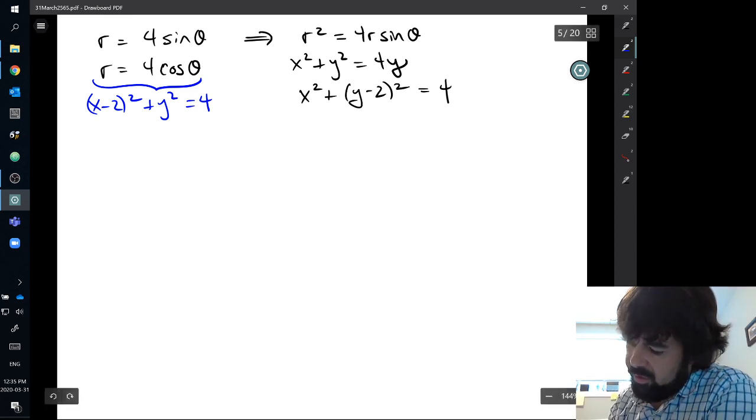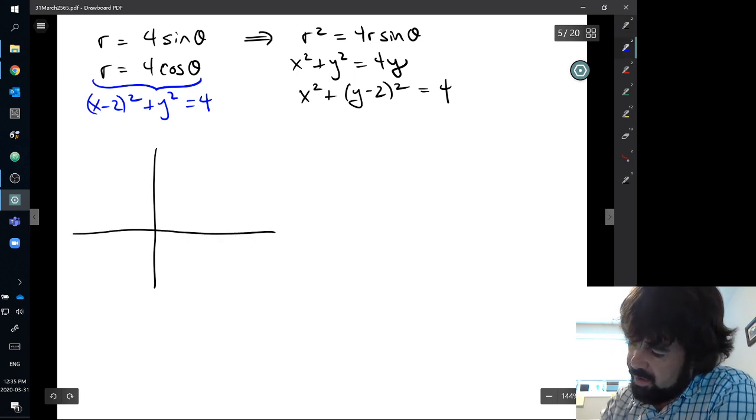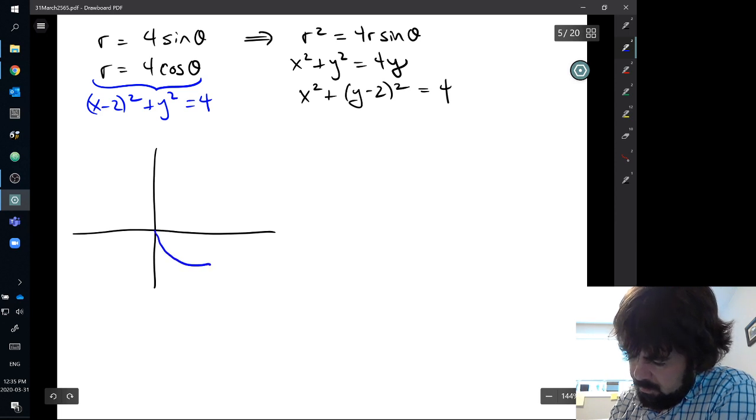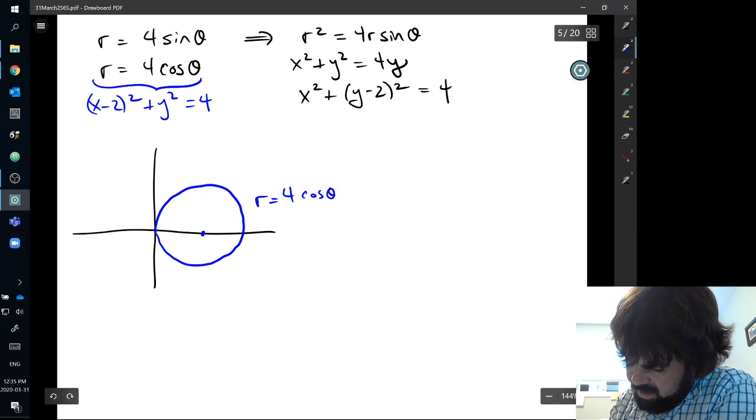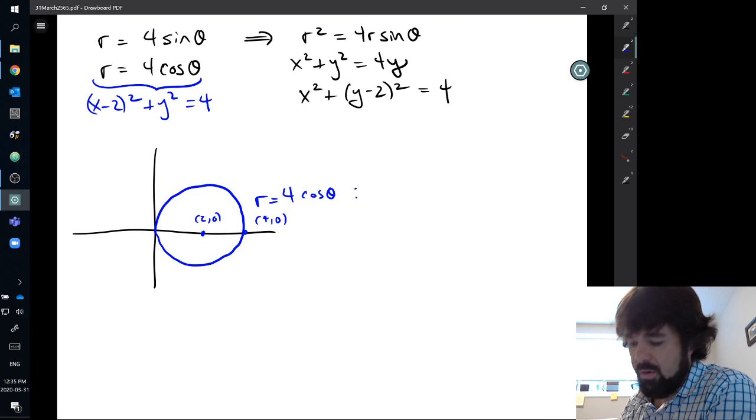And it's also probably useful to point out what the theta ranges are. Let me graph this first. Here is R equals 4 cos theta. That center is at 2, 0. The radius is 2, so that point there is 4, 0. Notice that circle is sitting in quadrants 4 and 1.